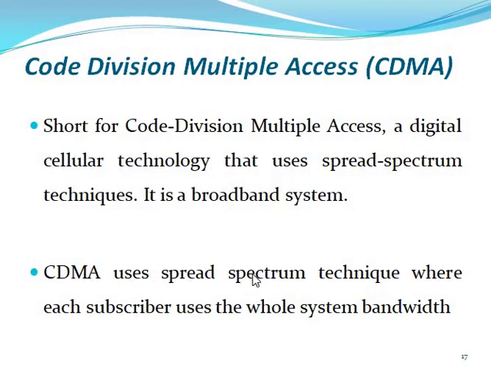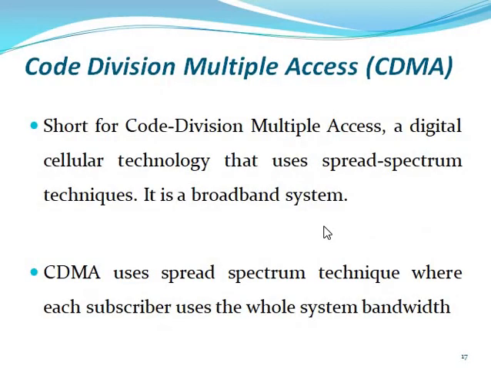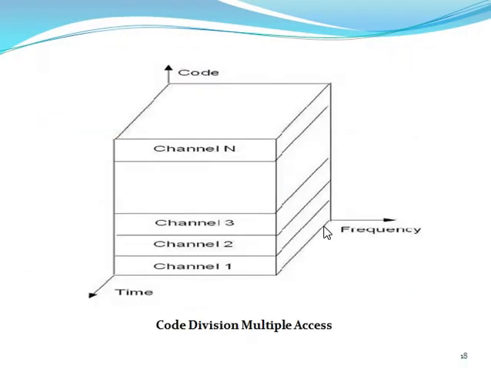CDMA uses the spread spectrum technique where each subscriber uses the whole system bandwidth. So CDMA is mostly based on bandwidth. So what is code division multiple access? In time, frequency and code, each channel or frequency and time is divided based on the code. You divide by code 1, 2, 3 and so on for a number of channels, and the data is sent in a particular code based system.